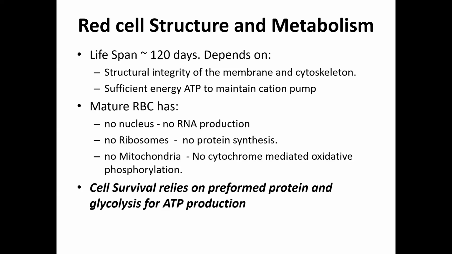And this lifespan, or the longevity of the red cell, depends very much on the structural integrity of the membrane and the cytoskeleton. And we're going to look at it closely. That means that how the structure of this red cell, maintaining that biconcave disc shape, will determine whether it lasts 120 days or is destroyed much earlier in circulation.